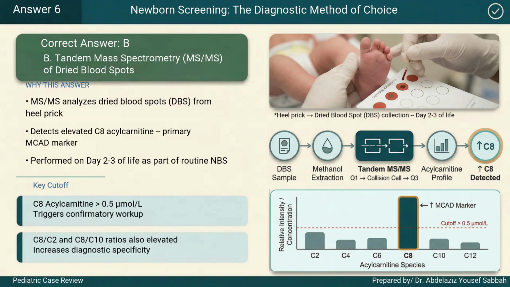A C8 value above 0.5 micromoles per liter triggers confirmatory workup. The C8 to C2 and C8 to C10 ratios also increase diagnostic specificity. This screening method has revolutionized early detection of fatty acid oxidation disorders and is the single most impactful intervention for preventing metabolic crises.